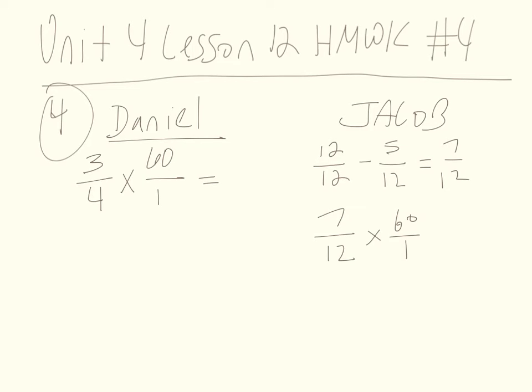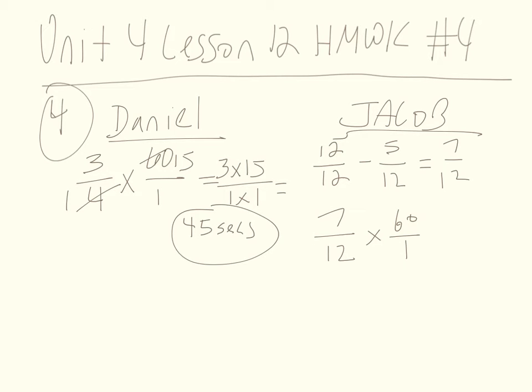Now, in both of these problems, you can cross-cancel or cross-simplify. 4 goes into 4 once. 4 goes into 60 15 times. So to get this problem, you would do 3 times 15 over 1 times 1. And that would give you 45 seconds, because it's a fraction of a minute, so we're now into seconds.